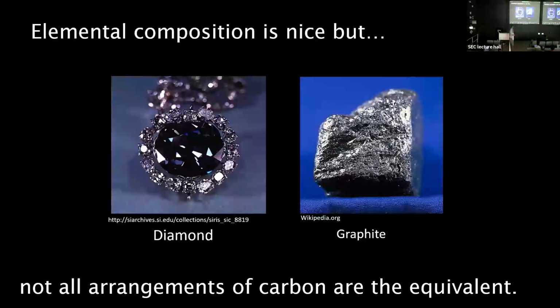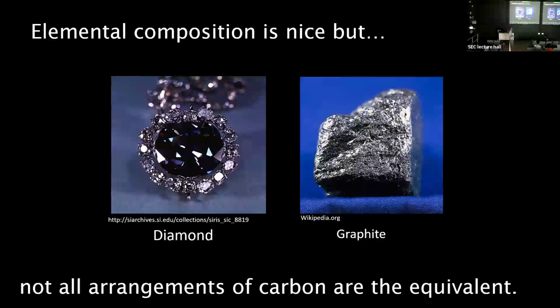So as I hinted at, X-ray photoelectron spectroscopy will give you elemental composition. And elemental composition is nice, but we really care about the arrangement. Not all arrangements of carbon are equivalent. So no matter how nicely I photograph a piece of graphite, my wife's not going to want a graphite necklace. She wants the diamond necklace.